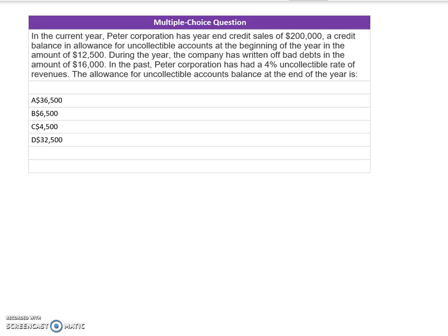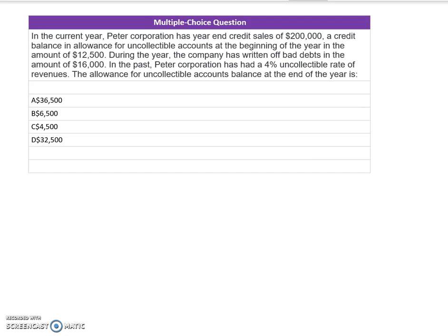So in the current year, Peter Corporation has year-end credit sales of $200,000 and a credit balance in the allowance for uncollectibles at the beginning of the period in the amount of $12,500. During the year, the company wrote off bad debts in the amount of $16,000, and in the past years, Peter Corporation has had a 4% uncollectible rate of revenues. The allowance for uncollectible accounts at the balance at year end is what?